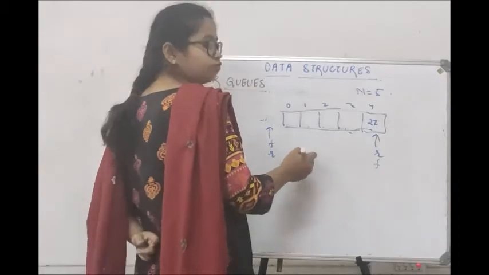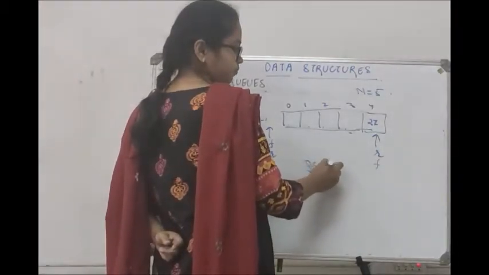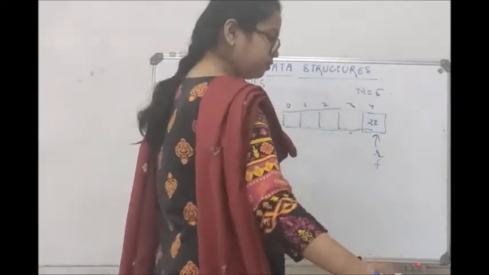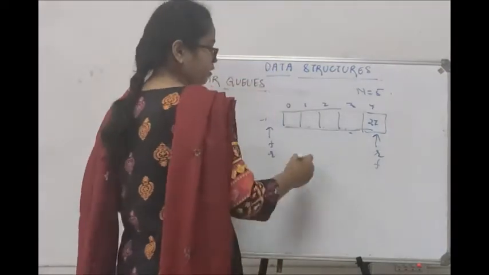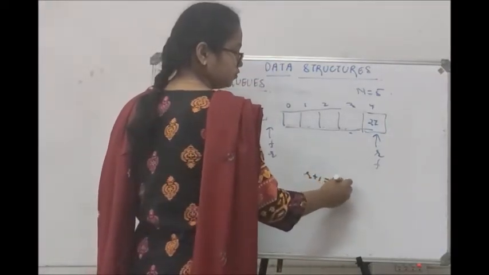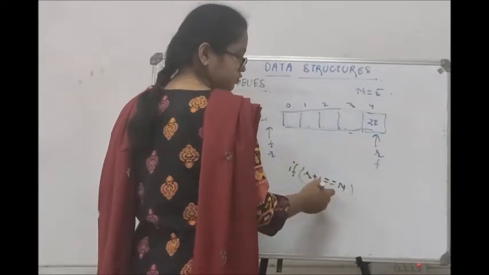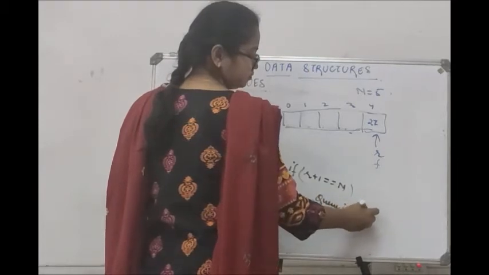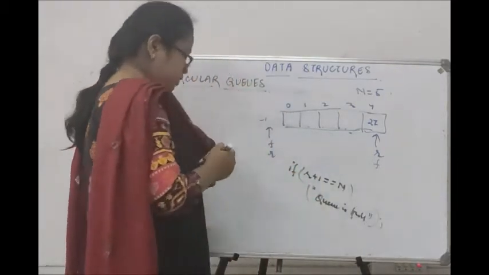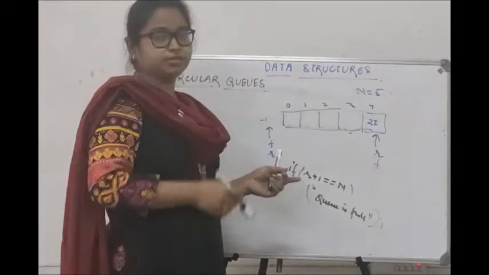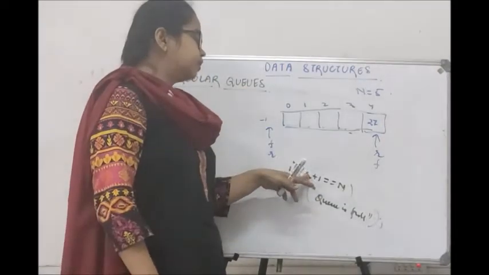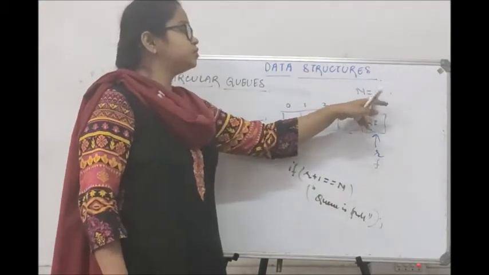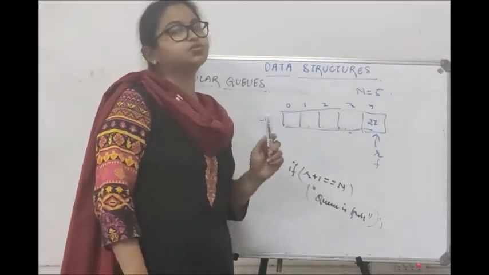What is the condition for queue full? When is the queue full? Queue is full when rear plus 1 is equal to n. If this condition is true, we say queue is full. Isn't it? Do you remember? We discussed it in just the previous class. So when rear plus 1 is already n, here rear is pointing where? 4. 4 plus 1 is equal to 5. It is getting true. That means queue is full.